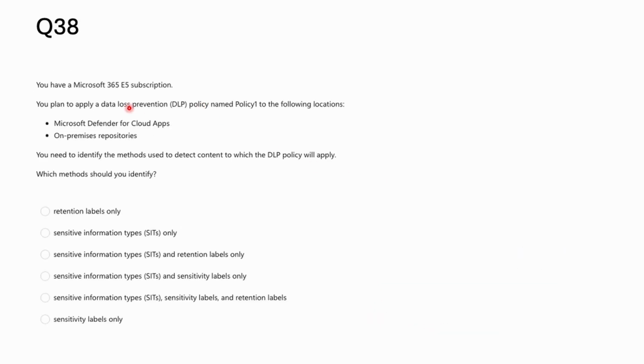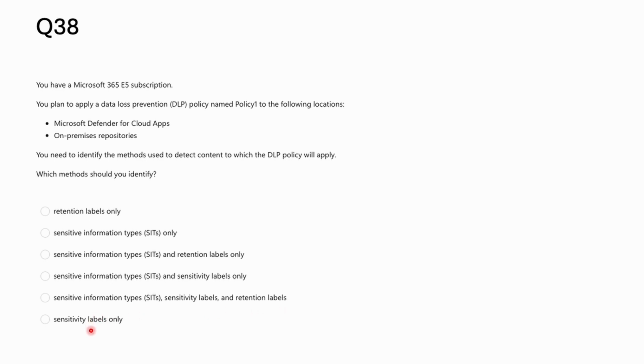Let's explore question number 38, where it says you have a Microsoft 365 E5 subscription. You plan to apply a data loss prevention policy named Policy 1 to the following locations: Microsoft Defender for Cloud Apps and an on-premises repository. You need to identify the methods used to detect content to which the DLP policy will apply. Which method should you identify? Retention label policy only, sensitive information type only, sensitive information type and retention label policies, sensitive information type and sensitivity label policy, sensitive information type, sensitivity label and retention labels, or sensitivity label only.